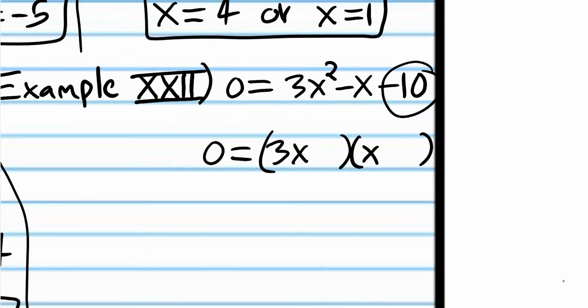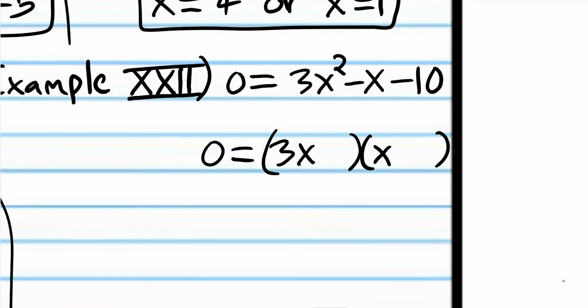So what two numbers multiply to 3? Well, obviously there's just one option, 3 times 1. So 3x times 1x. Again, this should be familiar from my beginning algebra course. And what two numbers multiply to 10? Well, 1 times 10. Whoops, that's a weird one. 1 times 10 and 2 times 5. Those are the only two options.